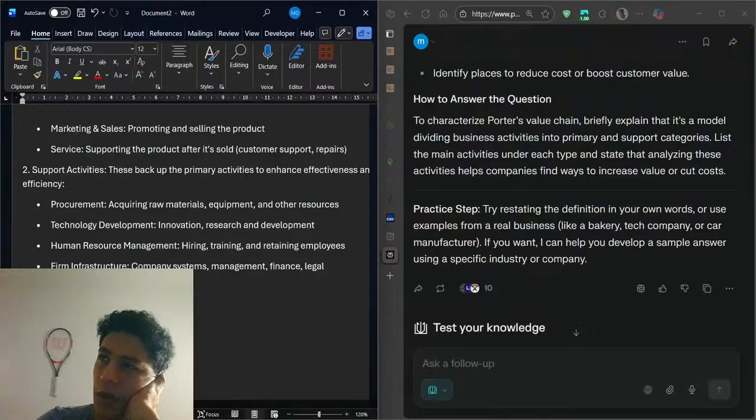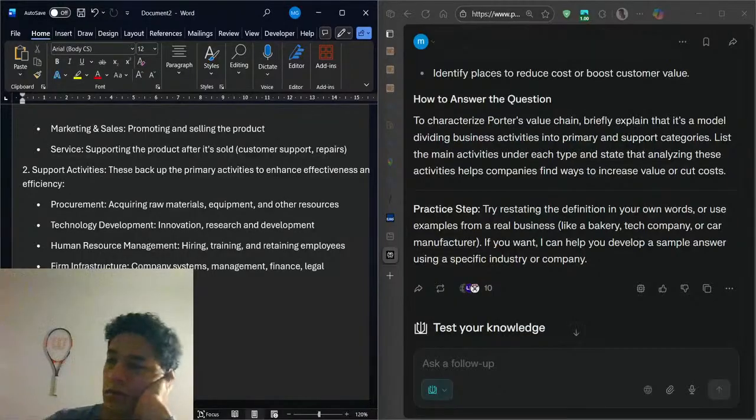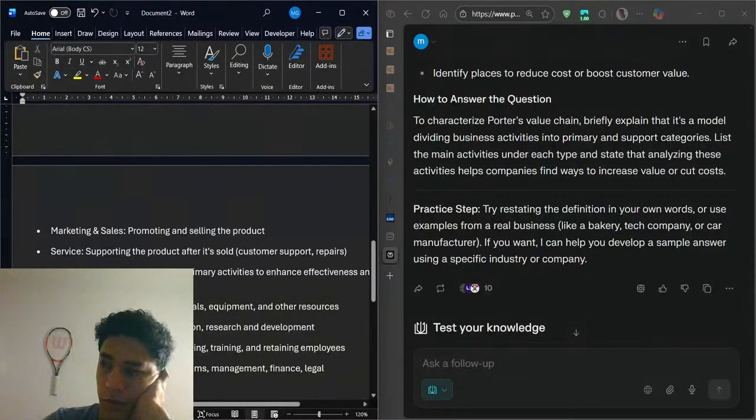Second is operations. It's the process where you convert the input into an output, a finalized product or a ready-to-distribute product. Outbound logistics is the distribution of the product to retailers or whatever. Third is marketing and sales: promoting and selling the product. The fifth is service and customer support.